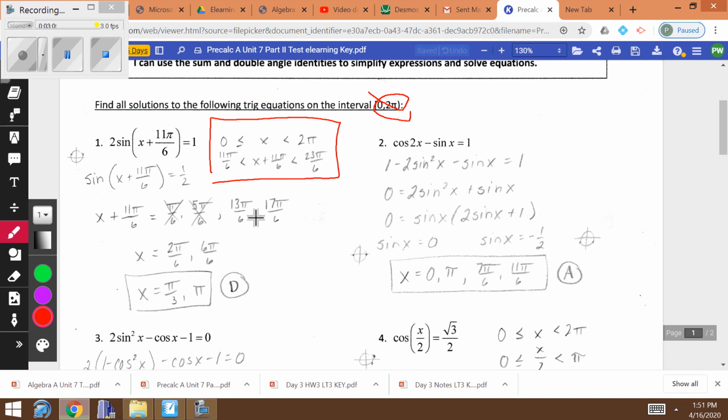So that means I had to find the coterminal angles. I added 2 pi here, and that gave me 13 pi over 6 and 17 pi over 6. Then I subtracted the 11 pi over 6 to get those two answers there.